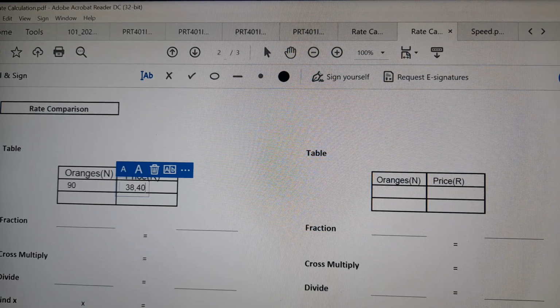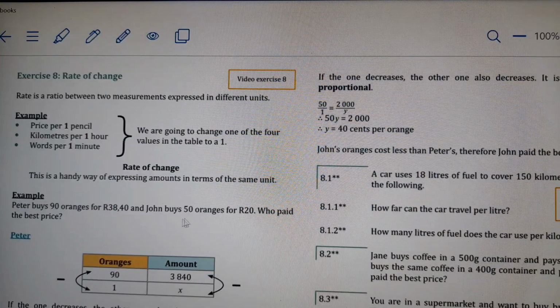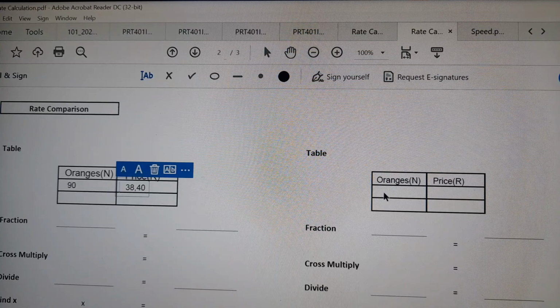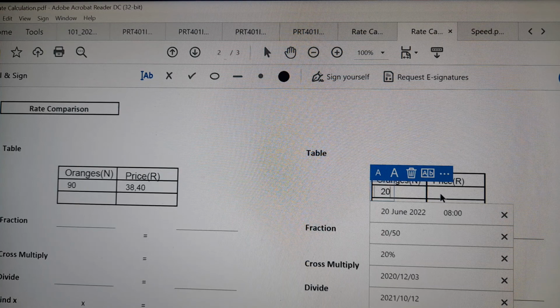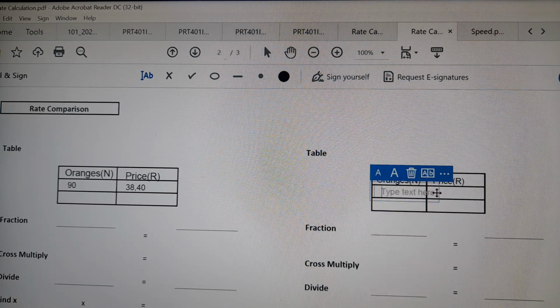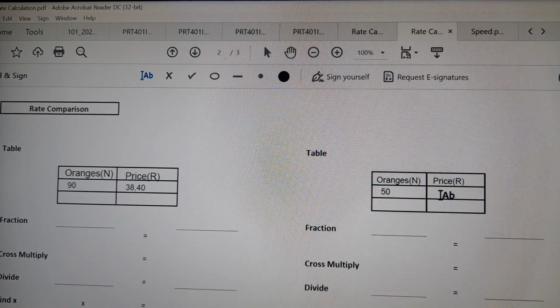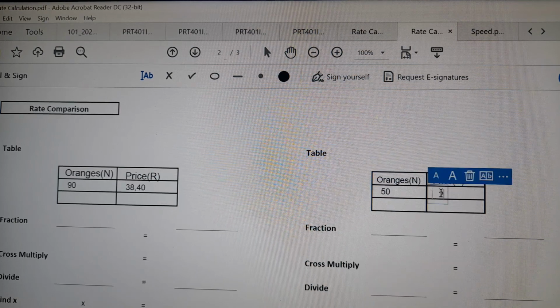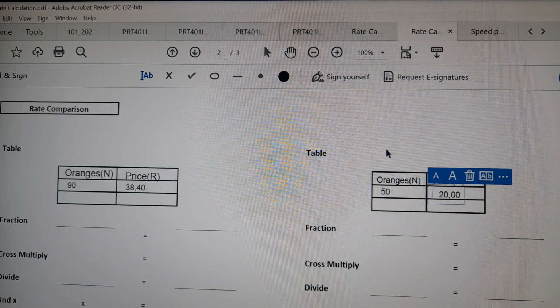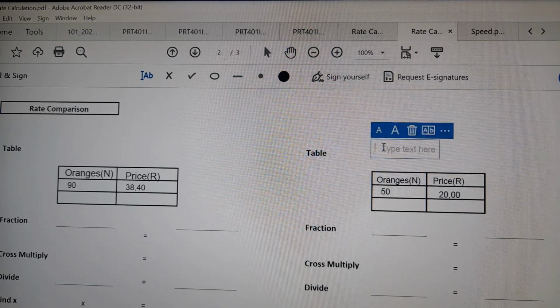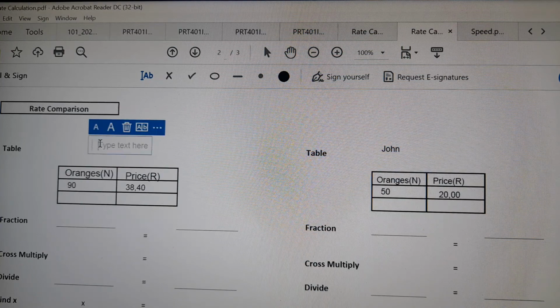Okay, and then the statement for John is 50 oranges for 20 rand. I put that for John. Please don't mix this up: 50 oranges for 20 rand. Now I want to put a name here so that we can see this is John. You must do that as well. And this is Peter, because we are comparing.